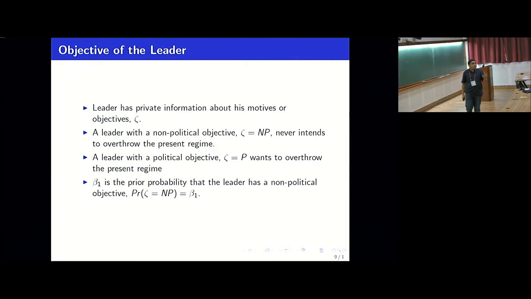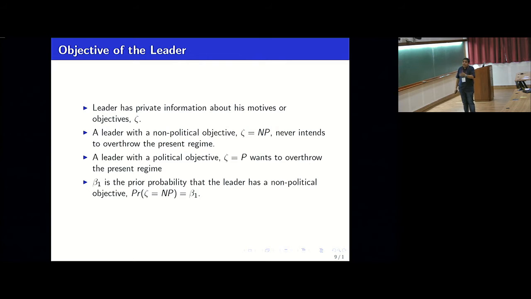Now, the leader has another dimension. One dimension is the ability. The other dimension is the leader's motive or objective. A leader might have a non-political objective, so the leader doesn't want to overthrow the present regime. It's basically saying, I just want to participate in an anti-corruption movement for the sake of participating. I don't have any other stake, like wanting to become popular and then run for office. Nothing like that. So my motive is very clear from the beginning.